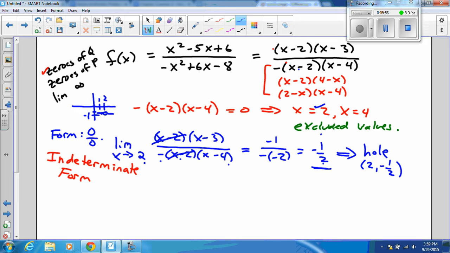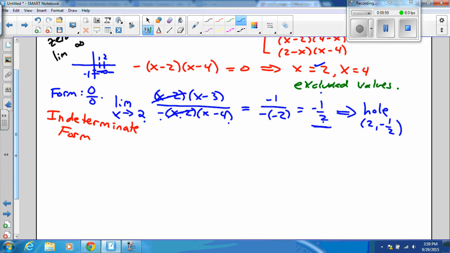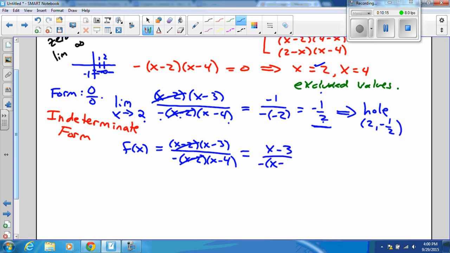Okay, well, we're halfway done dealing with our excluded values. So far, we have taken care of the excluded value of x equals 2. And what we have discovered along the way is that my function f of x is in fact equal to the function x minus 3 over negative of x minus 4, as long as x does not actually equal 2. And we call this the reduced fraction because it has been reduced now to lowest terms.